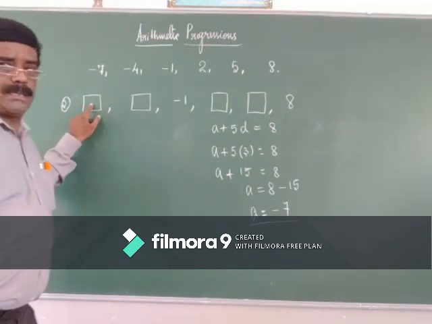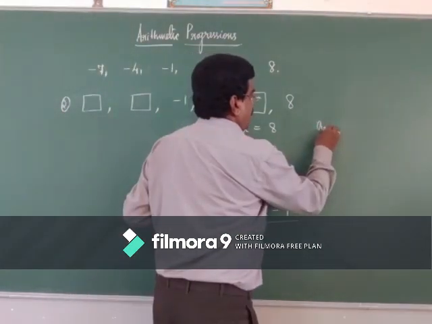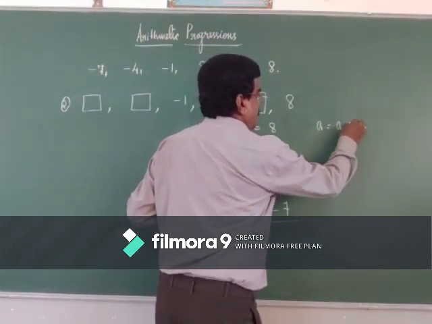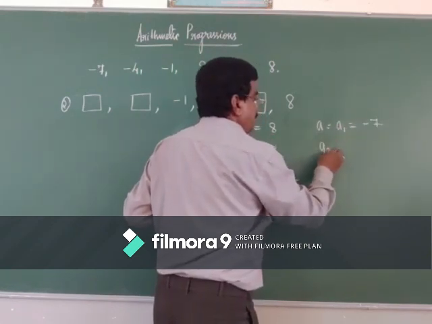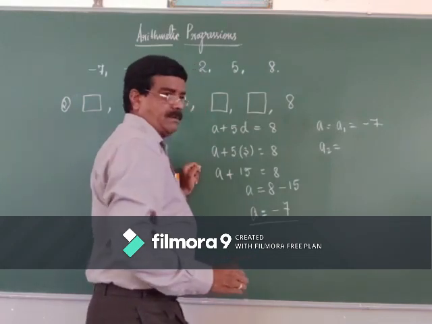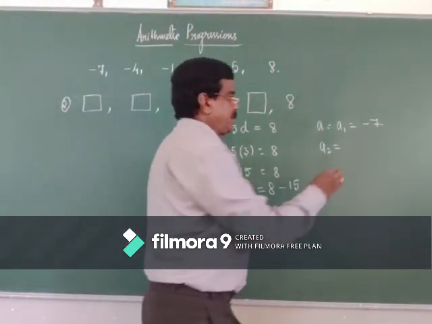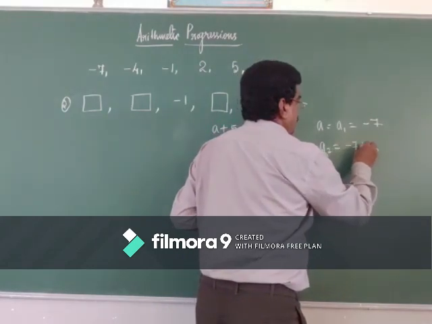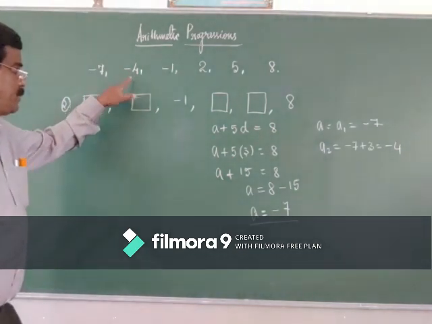Now how to find the next terms? We found that the first term, A1, is equal to minus 7. Now, what is the second term? Add the common difference to the previous term: minus 7 plus 3, which is minus 4. The second term is minus 4 here.